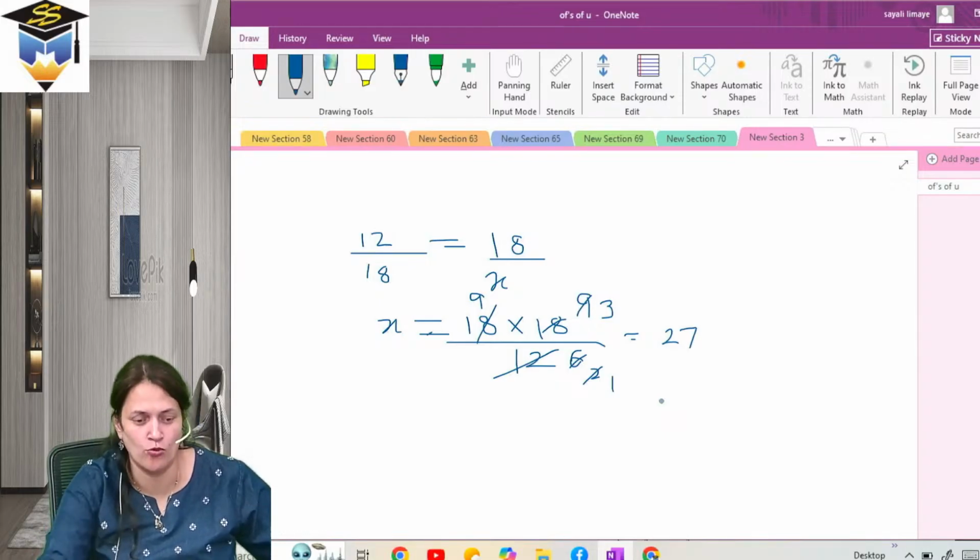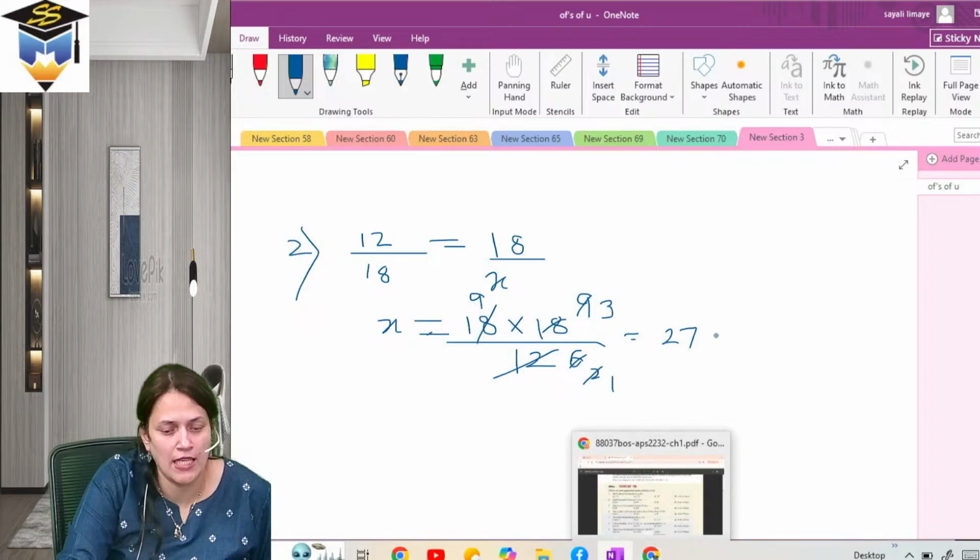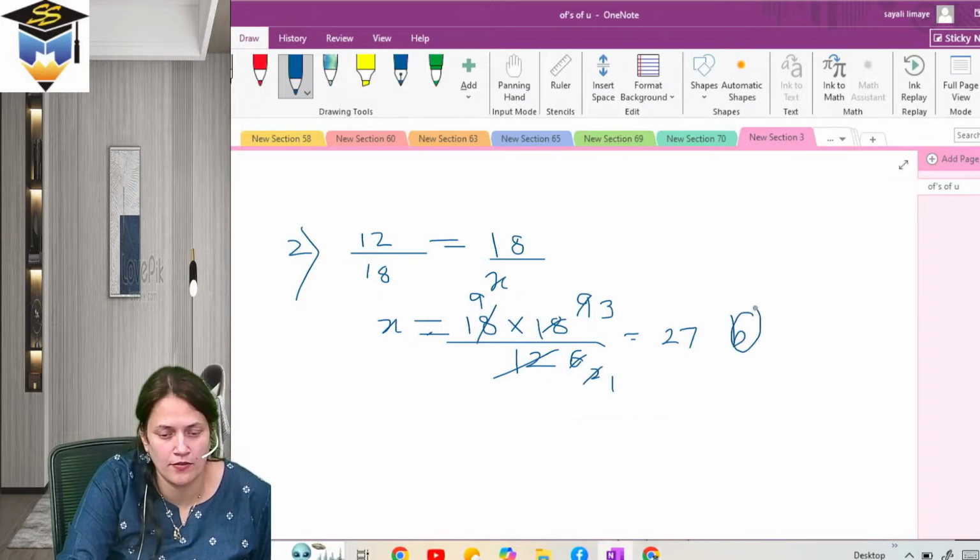येस, थँक्यू. Okay, so this is question number 2. Answer is 27. Option B. So now let us move on to question number 3.